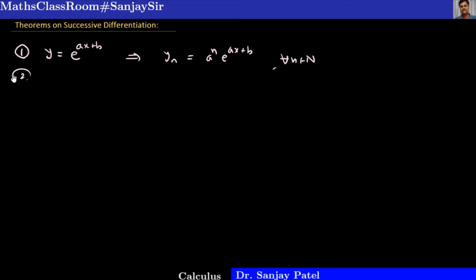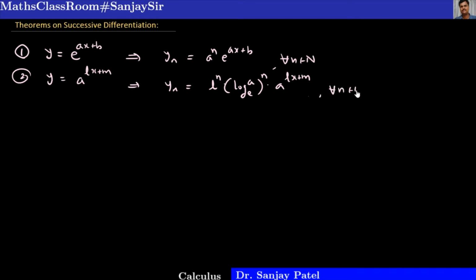And the second formula we derived as the second theorem was: y is equal to a raised to lx plus m, then the nth derivative yn is l raised to n into log of a to the base e raised to n into a raised to lx plus m, and this is also for every n belongs to N. Now in this lecture we are going to derive some more formulas, and let us consider that as our third result. I will call it theorem number 3.